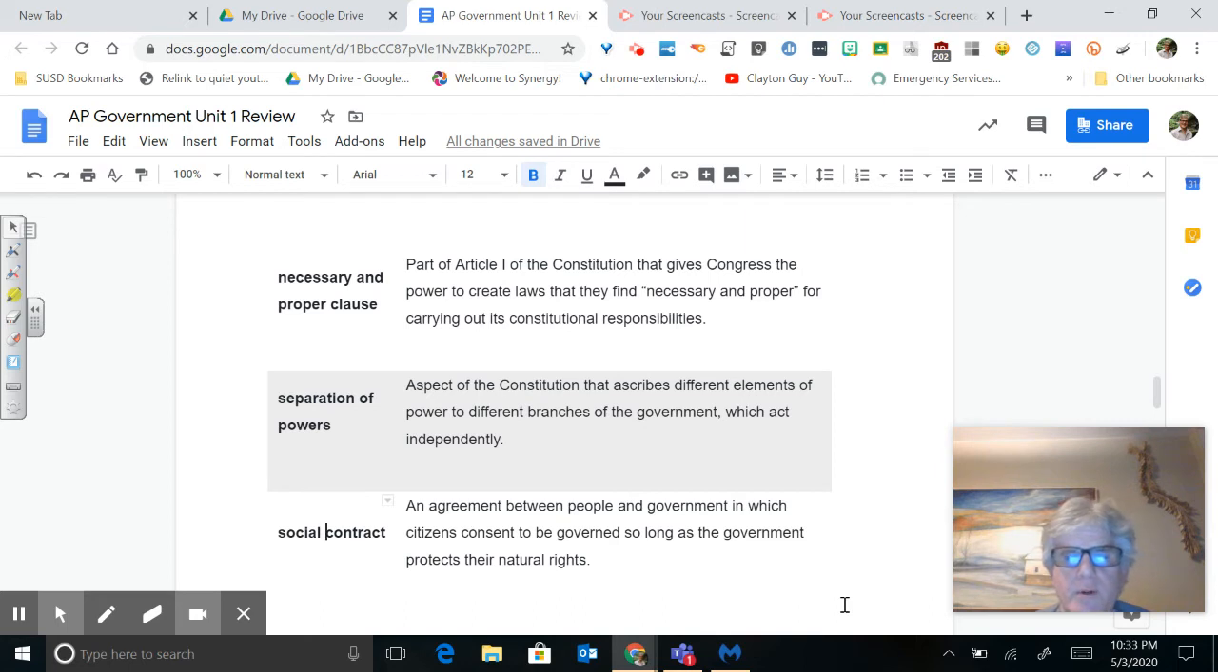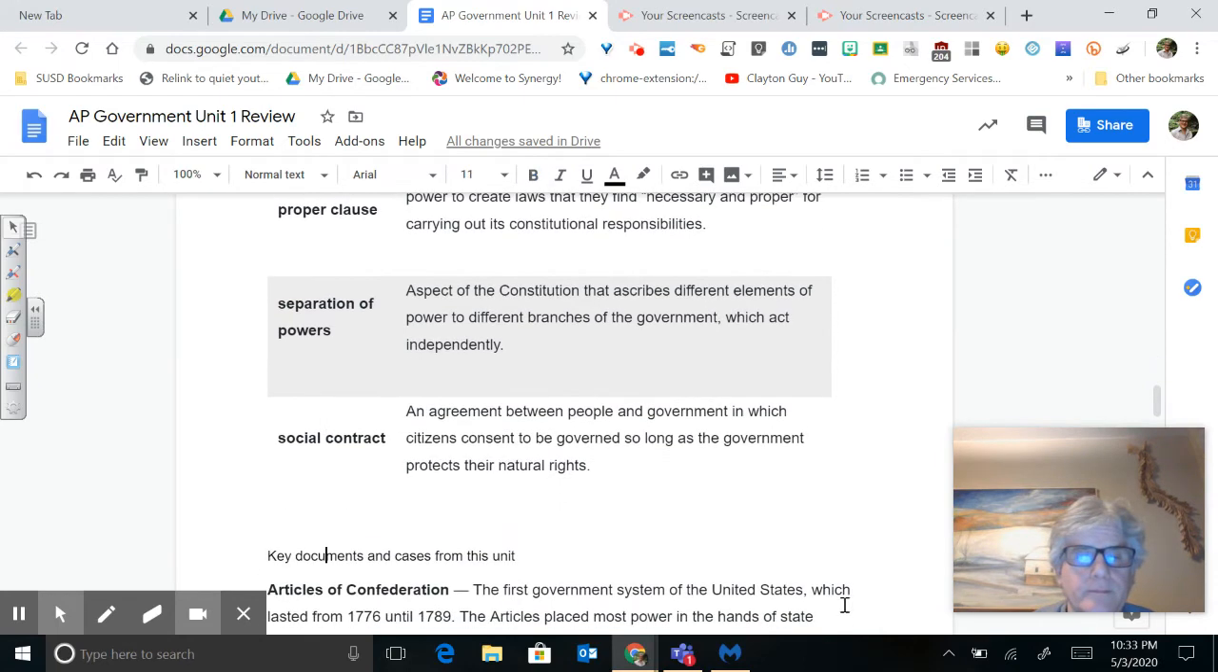Social contract is an agreement between people and government in which citizens consent to be governed so long as the government protects their natural rights. So typically people will give up a few freedoms, a few liberties, for protection. And that's one of the reasons why we join the social contract, is for protection.